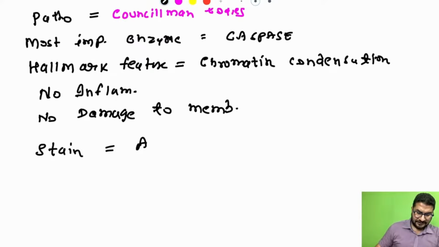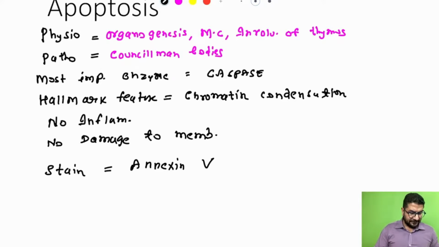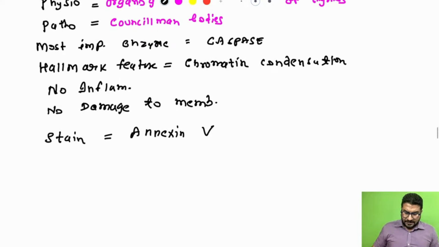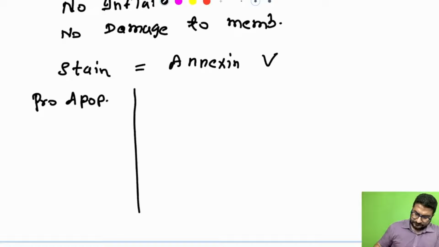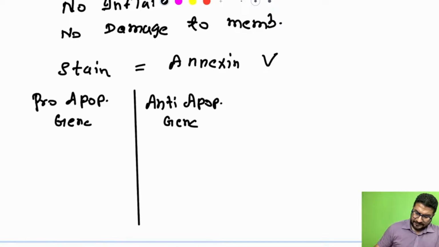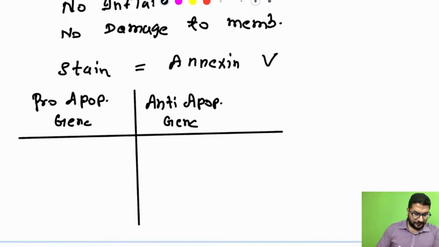So stain जो use करते हैं, that is called annexin V. Annexin A is for hairy cell leukemia. Here we have annexin V. Okay, now understand they ask you a question on like what are the various pro-apoptotic gene and what we have anti-apoptotic gene. अब इसको ध्यान से देखो.